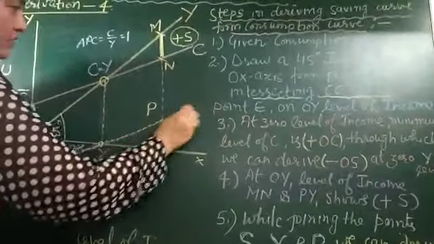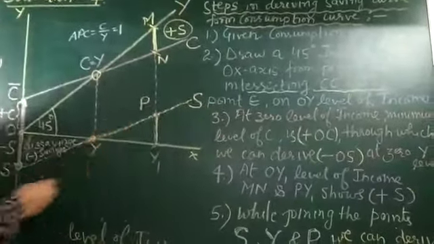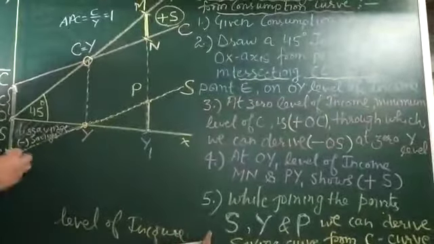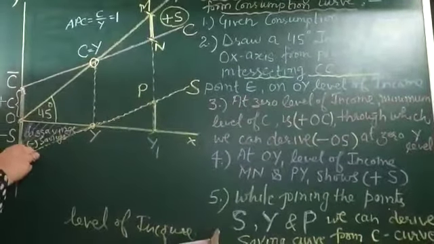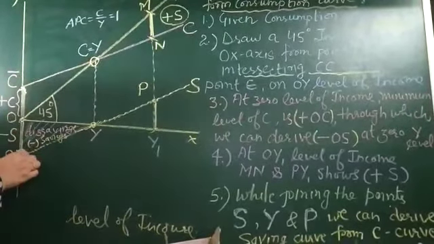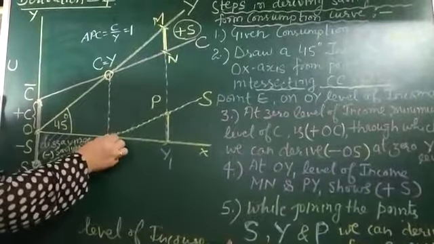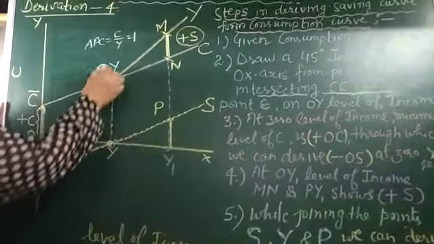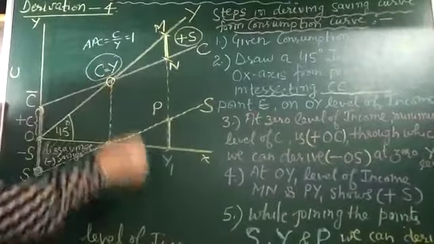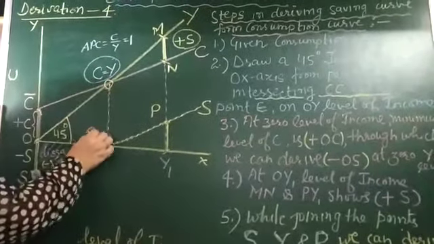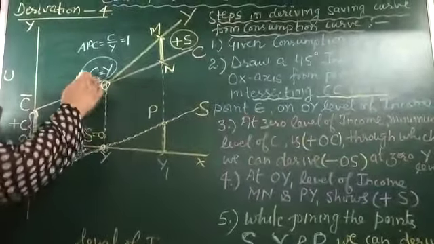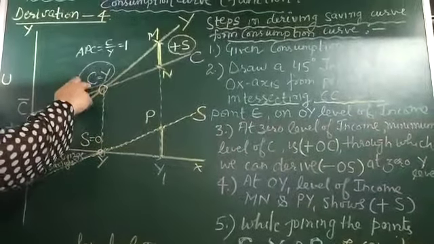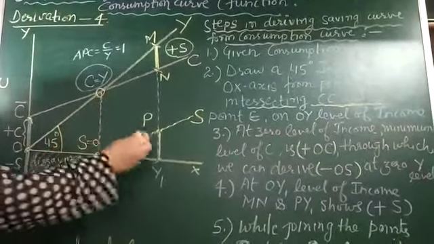we can obtain SS saving curve. So we have derived S point from plus C minus S. Then we have derived where income is equal to consumption, at that particular level saving will be equivalent to 0, because all the income is consumed in the economy. So savings will be 0.